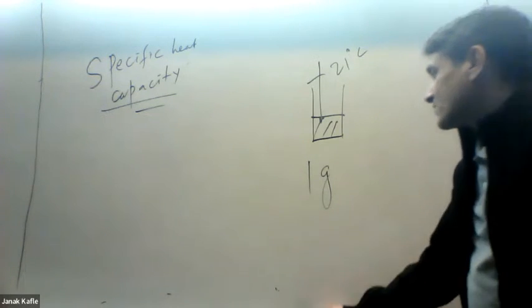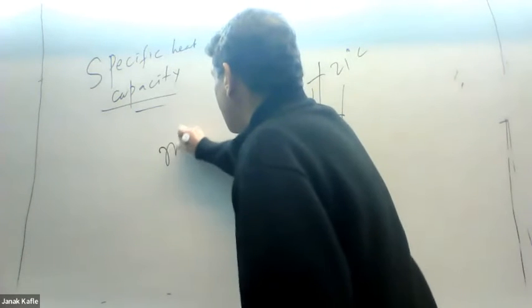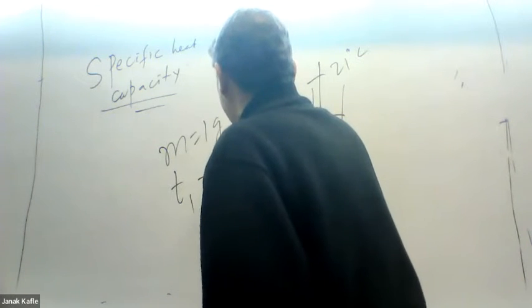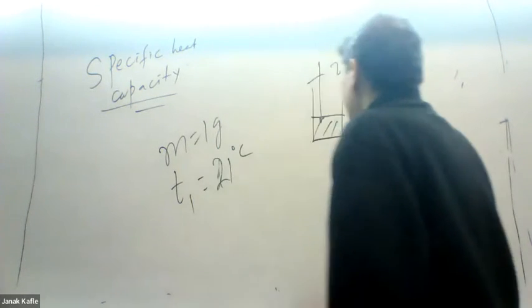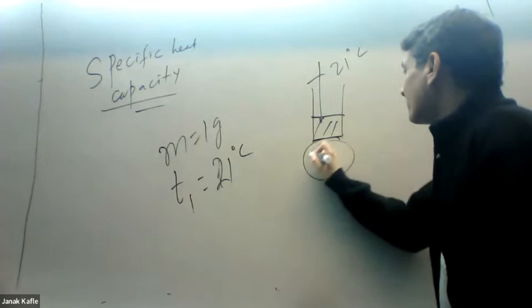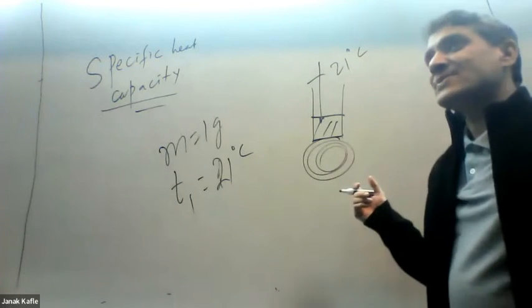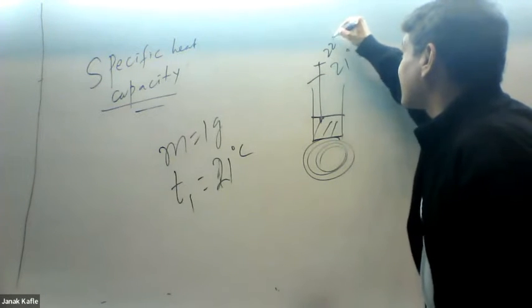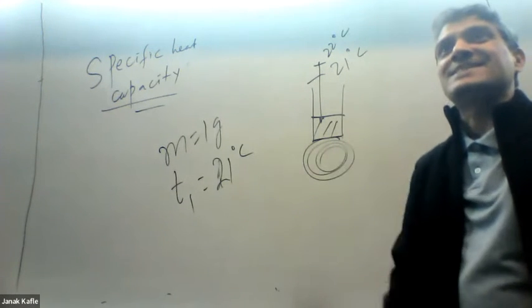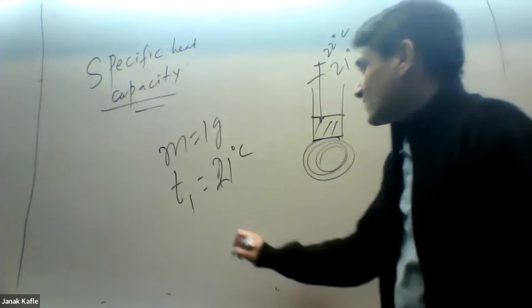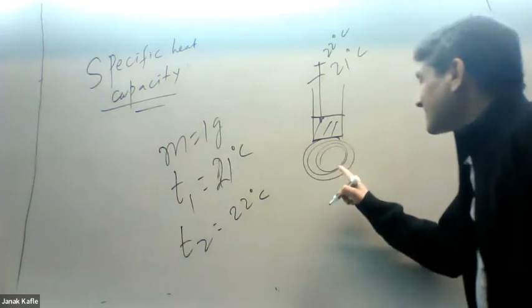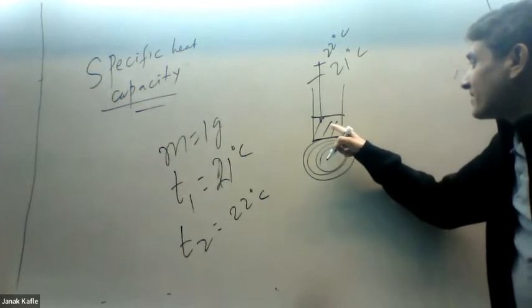Now, how much water do I put here? Mass, how much? 1 gram. And what is the initial temperature I have? 21 degrees centigrade. Now put this in the oven, and you start to heat it, until the thermometer shows you 22 degrees centigrade, just 1 degree centigrade difference. Make sense? So T2 is 22 degrees centigrade. So how much heat does it absorb from the oven in this process?